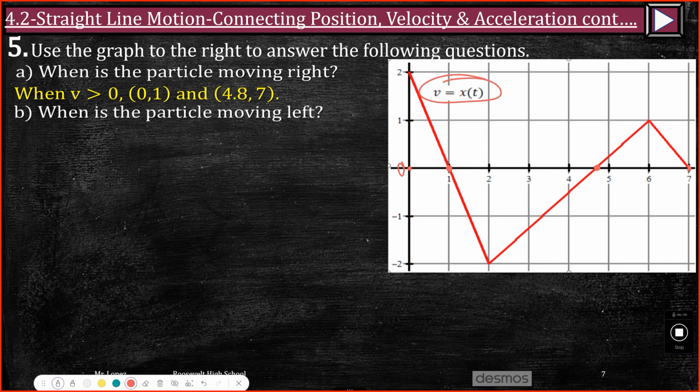When is the particle moving to the left? When would it be when the velocity is what? Less than 0, no? So when the velocity is less than 0, it would be from 1 to 4.8.